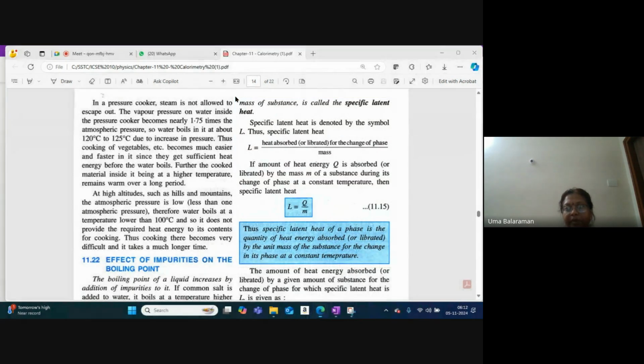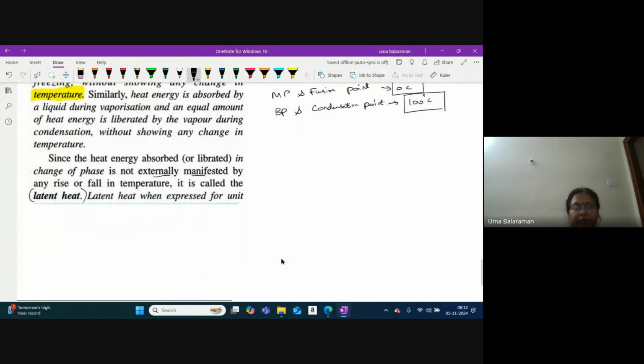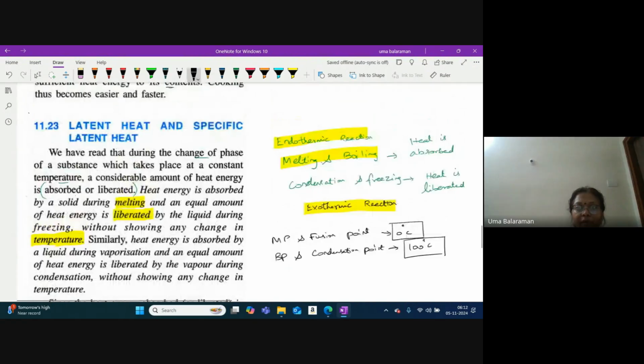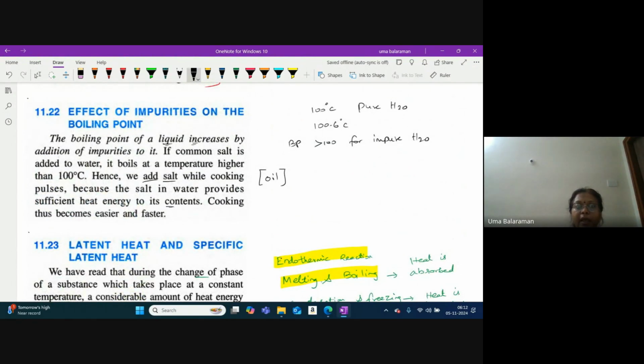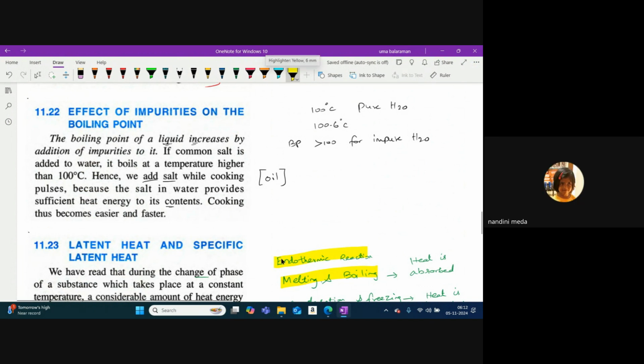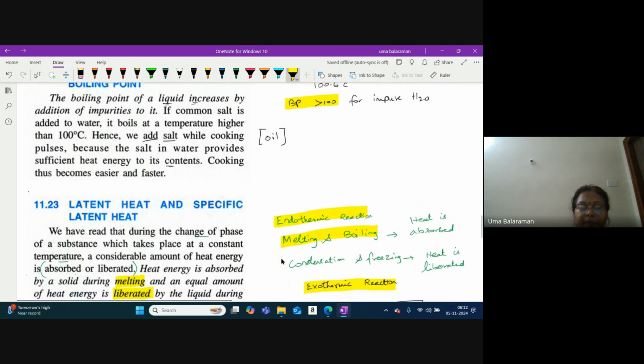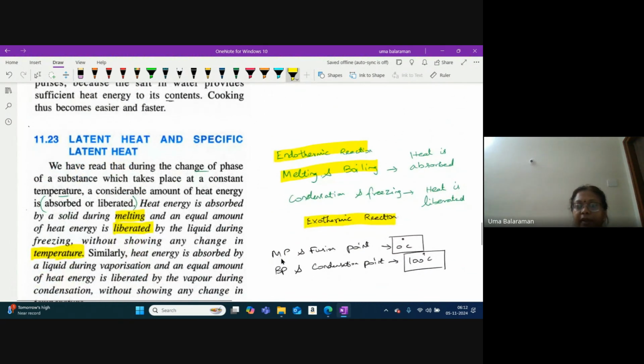So we continued with the recap of calorimetry. Then we are continuing with latent heat. What happens for boiling point if it is impure water? Boiling point for clear water is 100 degrees Celsius. But if you have impurities like salt, oil, minerals, then the boiling point. I thought we finished this, right? I don't know. I did not note it in the notebook, so I repeated it. Oh, okay. Latent heat and specific latent heat.